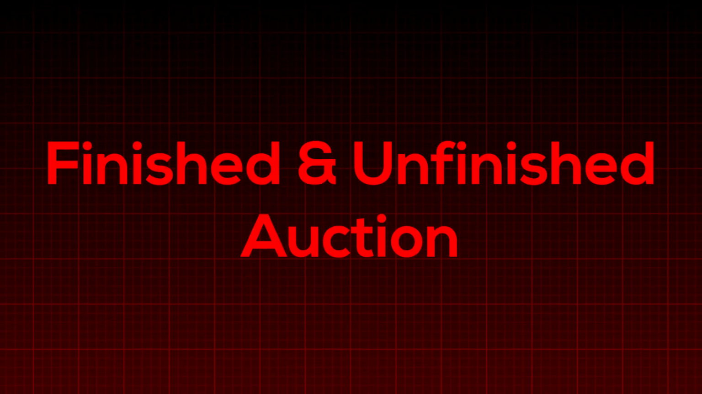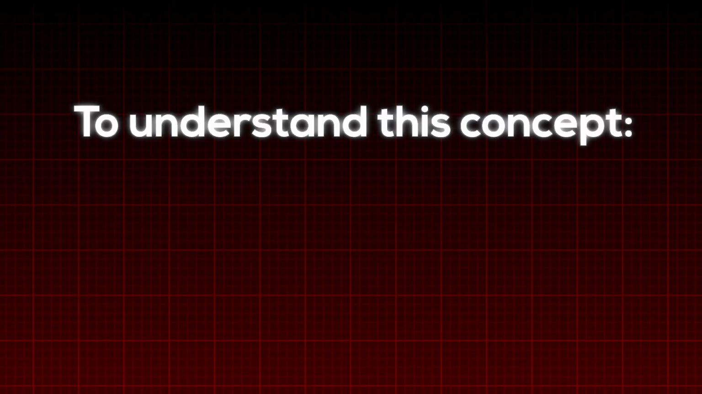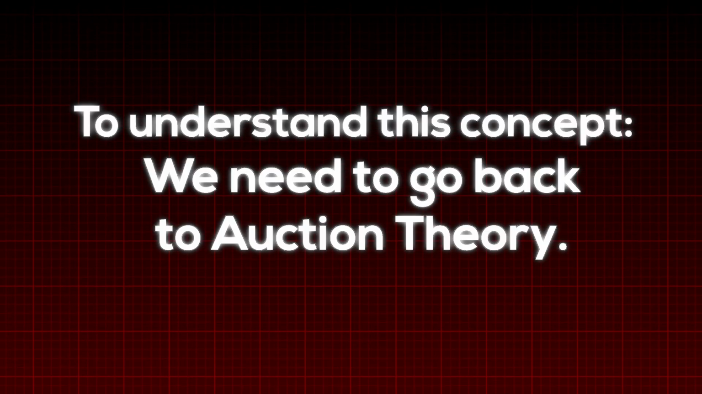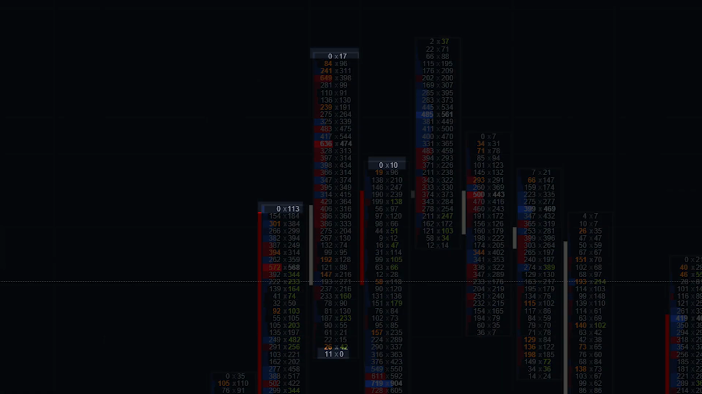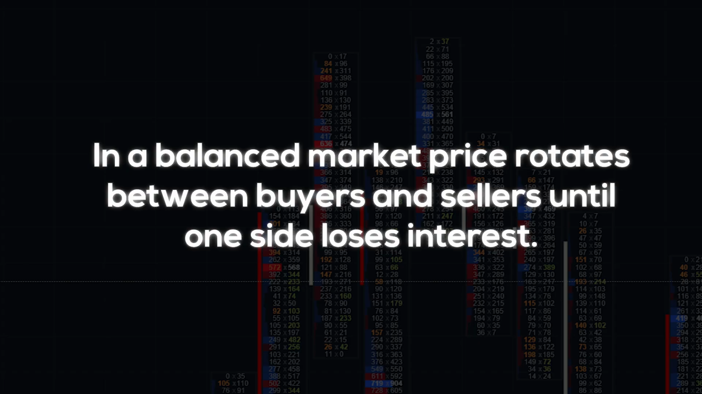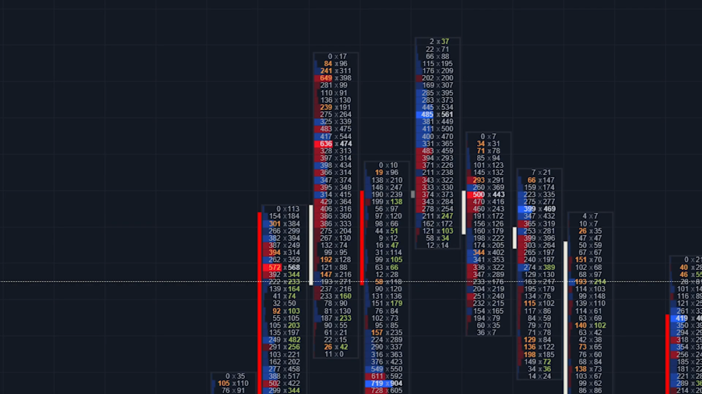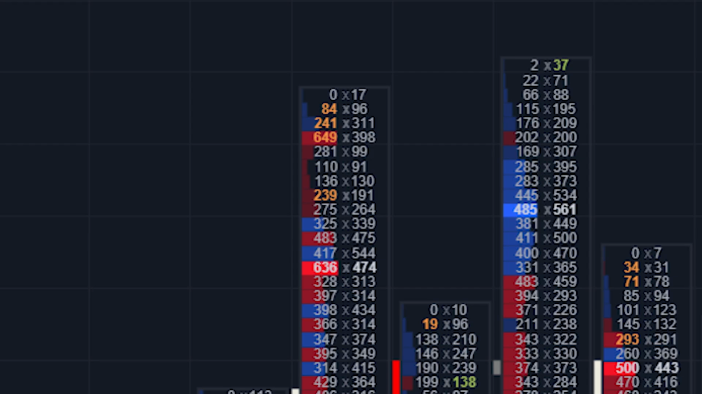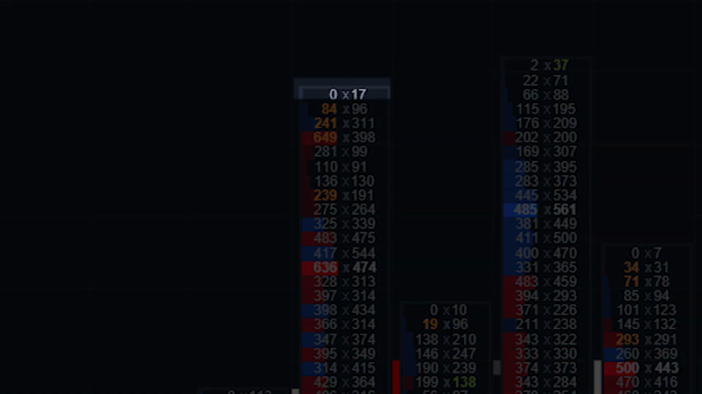Now let's talk about finished and unfinished auctions. To understand this concept, we need to go back to auction theory. An auction is considered complete when it finds a temporary balance at an extreme. In a balanced market, price rotates between buyers and sellers until one side loses interest. A finished auction occurs when the market pushes to an extreme, a high or a low, and that extreme shows completion.